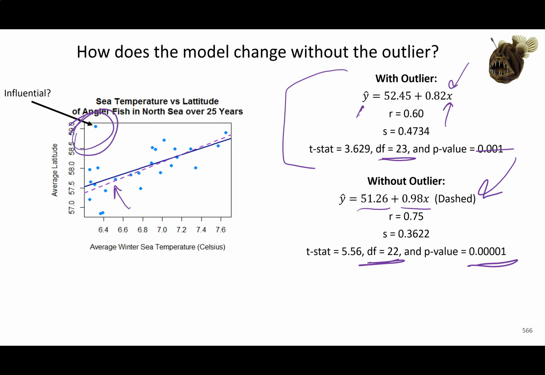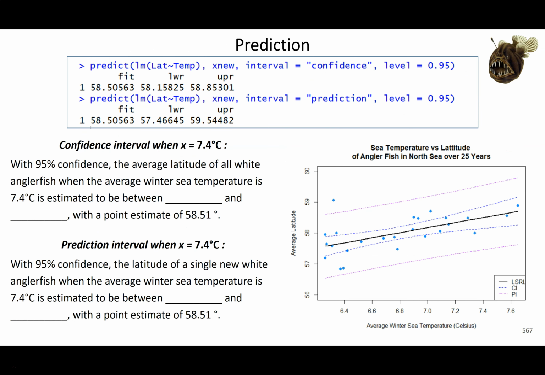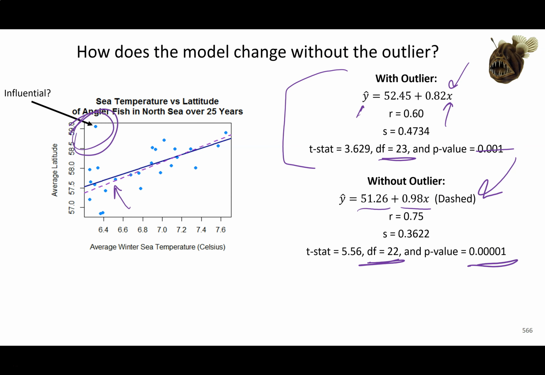So there's not a really good reason though to remove this point. Just because it would make everything fit better in itself is not a good enough reason. So it might be worth reporting both. At least definitely you're going to report with the outlier. It definitely needs to be reported.